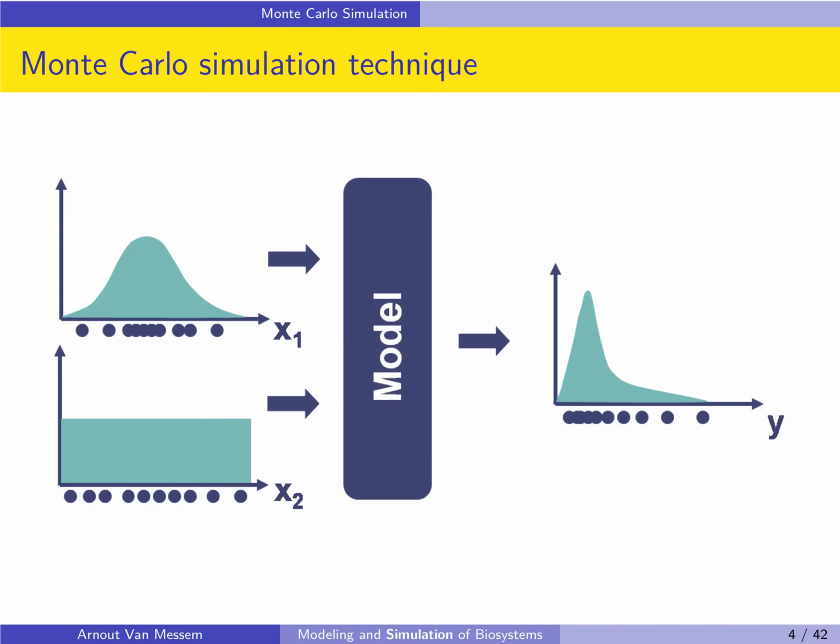So for example, if x1 would follow a Gaussian curve, x2 is uniformly distributed on a certain interval, we plug it in our model, we do the simulations, then we could, for example, see that the output y for this given model follows a chi-squared distribution.